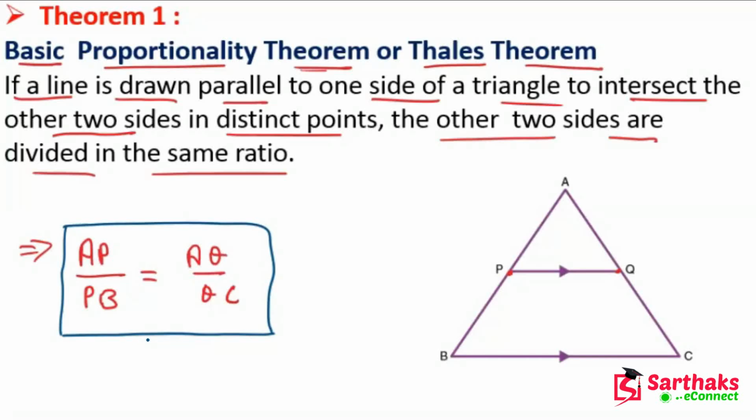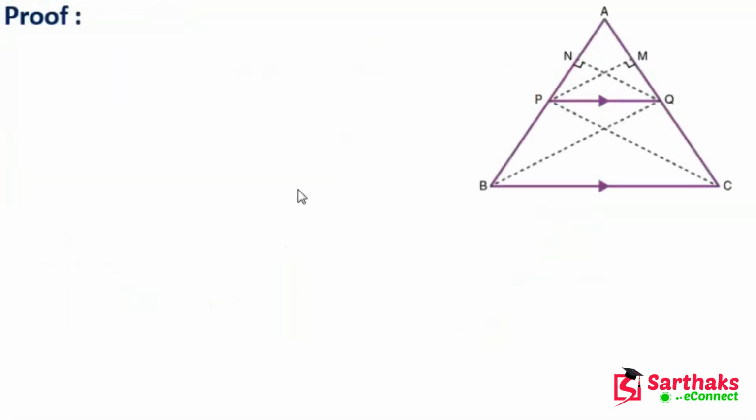So now, my dear friends, let's prove this statement. Before proving this statement, we have to do some construction. What are these? Let's see. First of all, let's suppose we have a triangle ABC and the line PQ, which intersects the other two sides at distinct points.